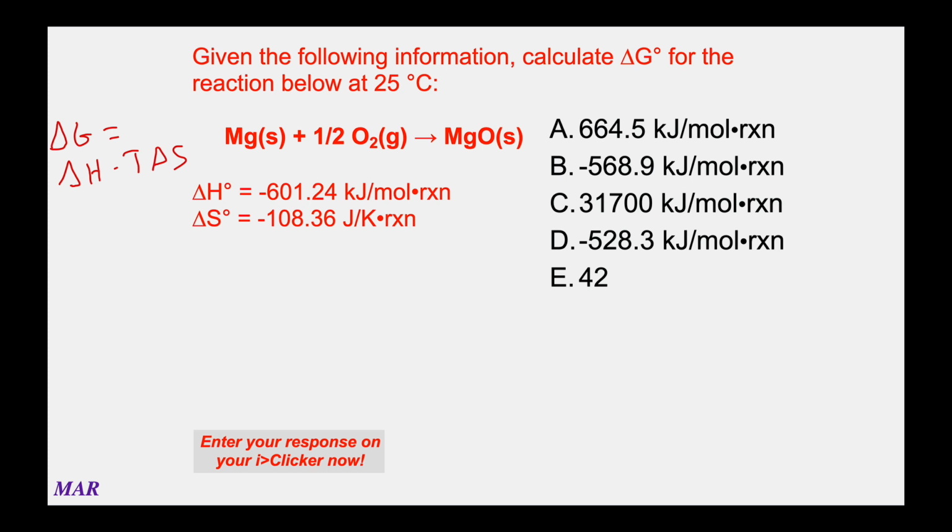Now, delta H is in kilojoules, and notice that delta S right now is in joules. You want to make sure that you're using joules and joules or kilojoules and kilojoules.